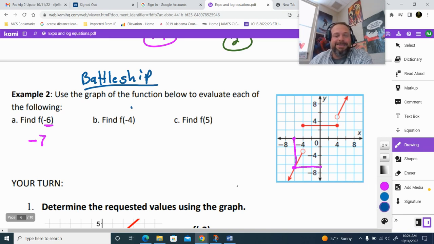Okay. All right. This one is -4. So I go to -4. I go now. There's two things. There's a closed dot and an open dot. Okay. Closed dot is included.